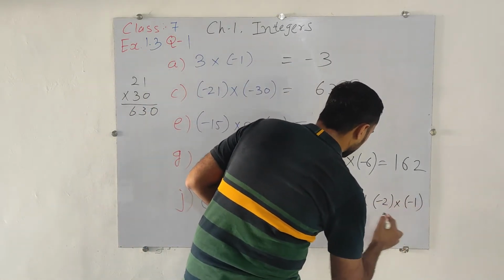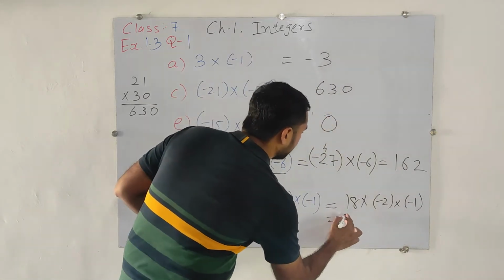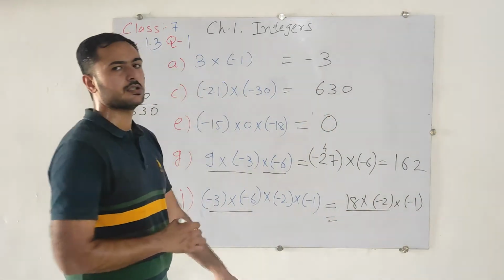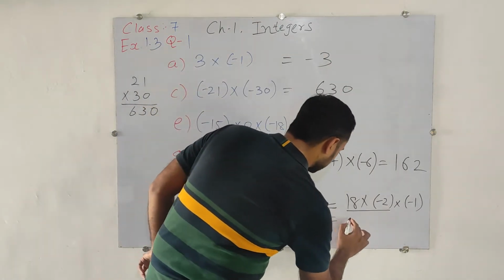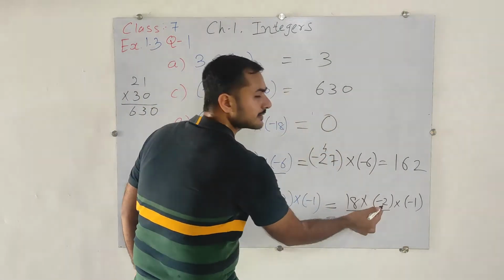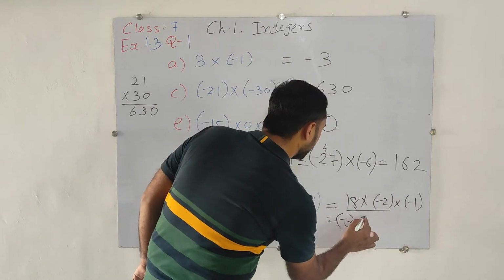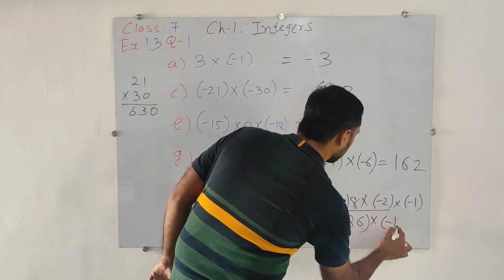Into minus 1. Okay. So here 18 and 2. 18 2s are 36. So that's 36. Plus minus minus, I am going to place the minus sign over there, into minus 1.